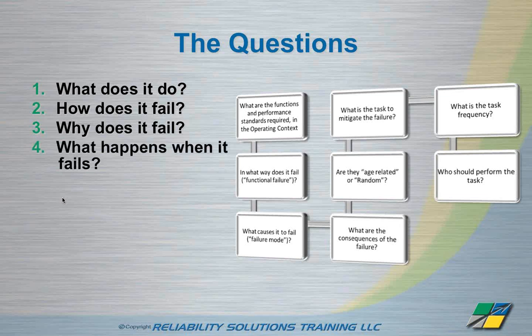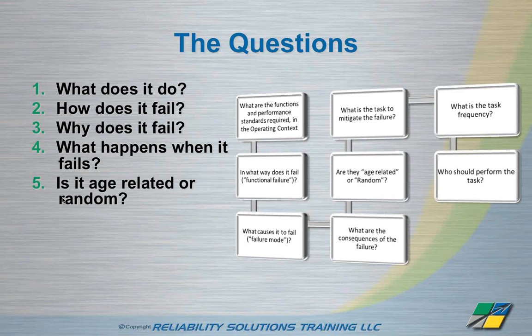We also look at consequences. You must ask yourself, what happens when it fails? What are the consequences of the failure? And the biggest question of all, and this is probably the most important thing of all, is the failure age-related or random? As we know, 80% of failures are random-natured, and only 20% are age-related. And that is a very, very difficult paradigm to change.